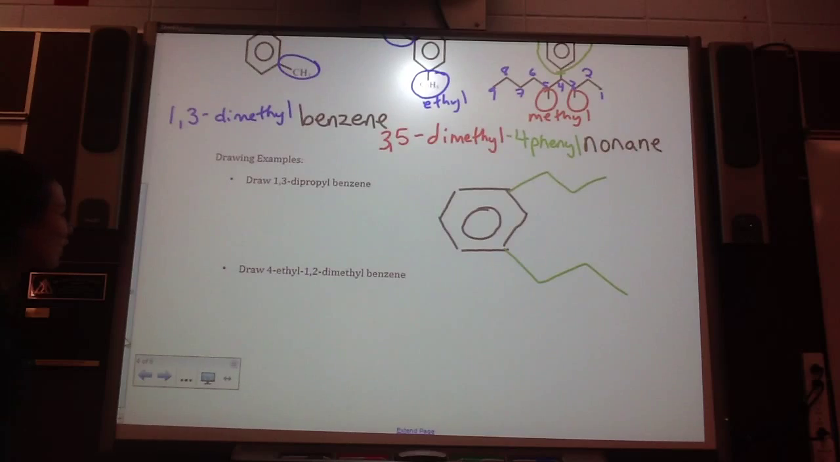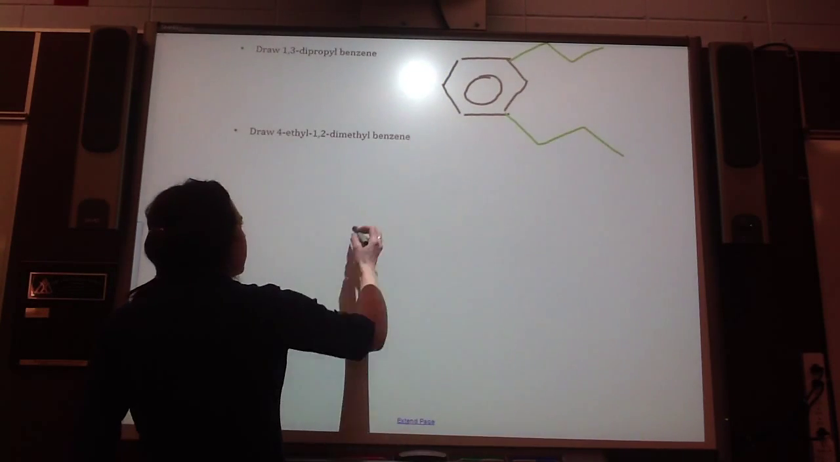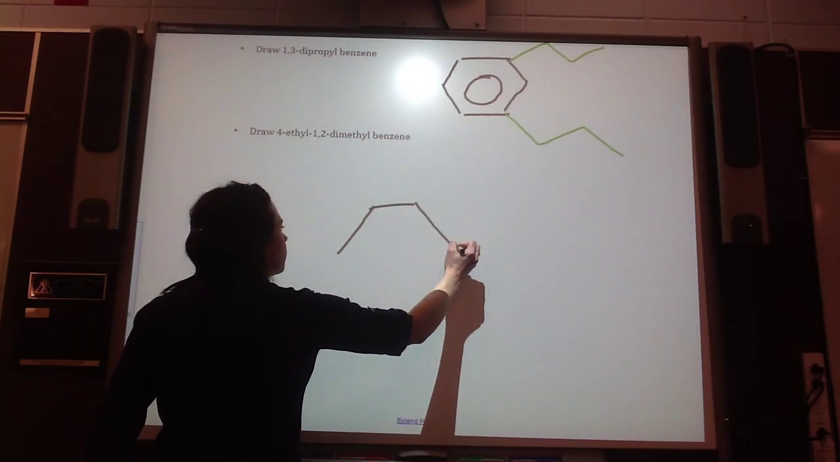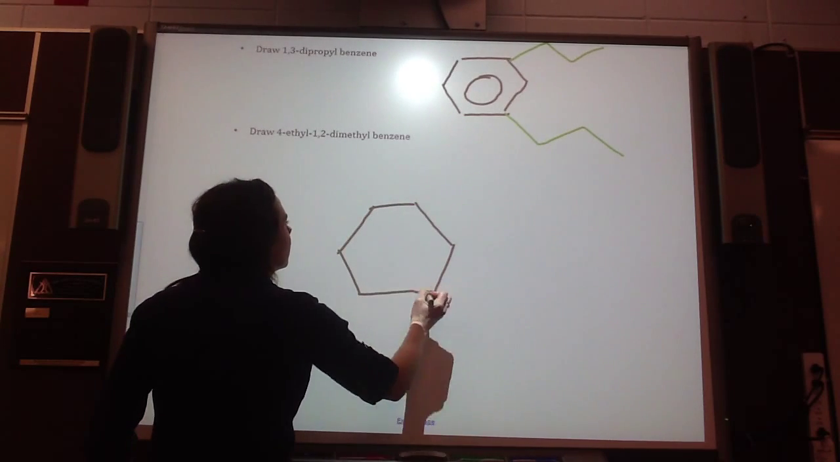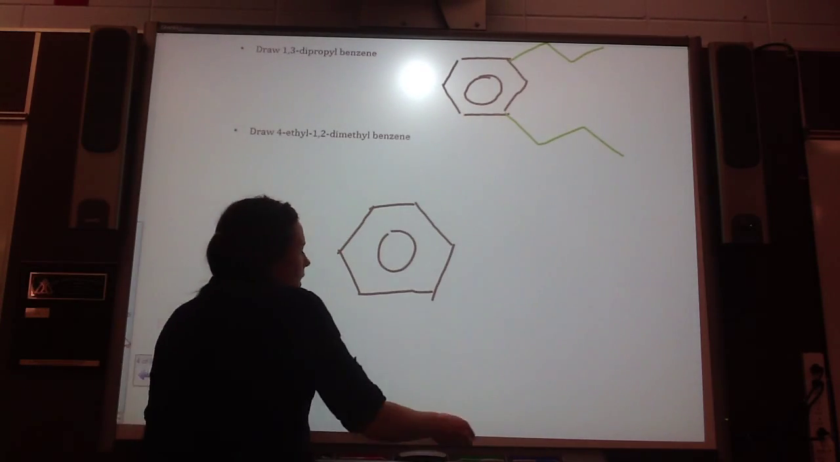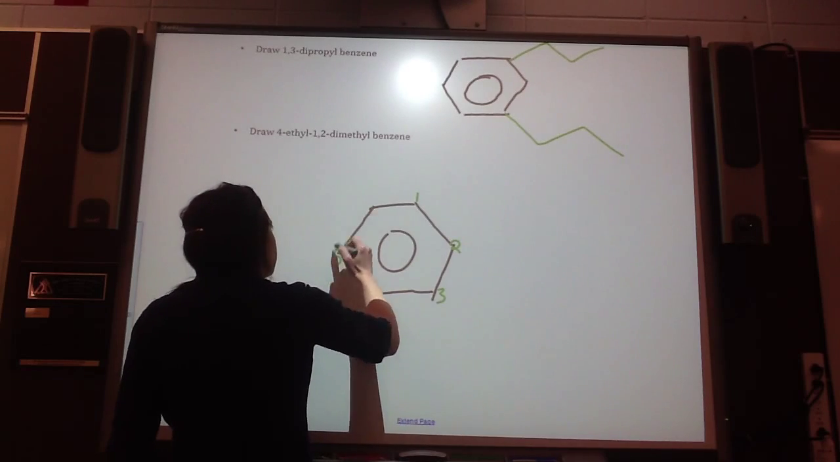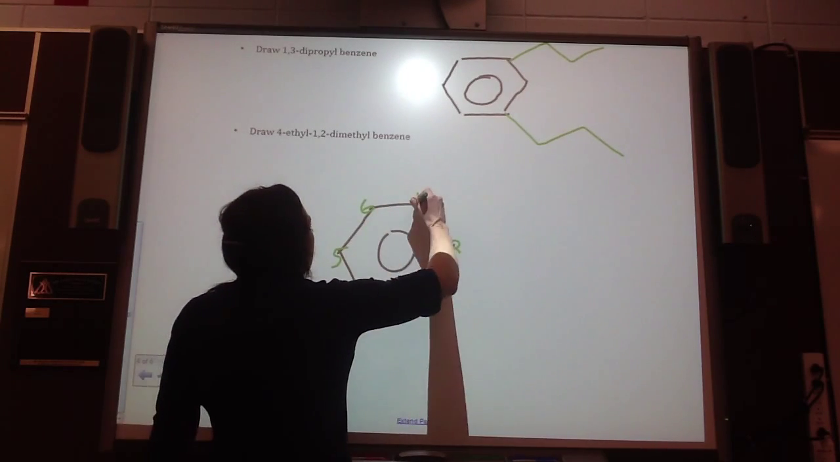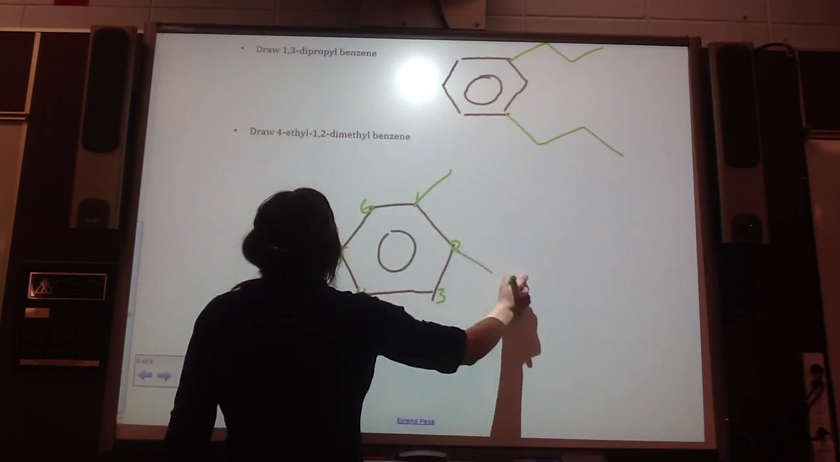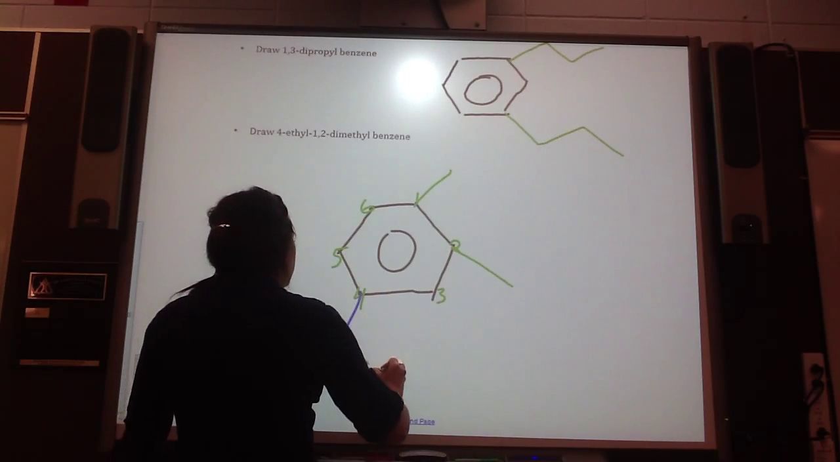Okay, so draw 4-ethyl-1,2-dimethylbenzene. So we start with our benzene. And again, it doesn't matter which one you pick as carbon 1. I'm going to pick this one. 1, 2, 3, 4, 5, 6. So a methyl here, a methyl there, and an ethyl there.